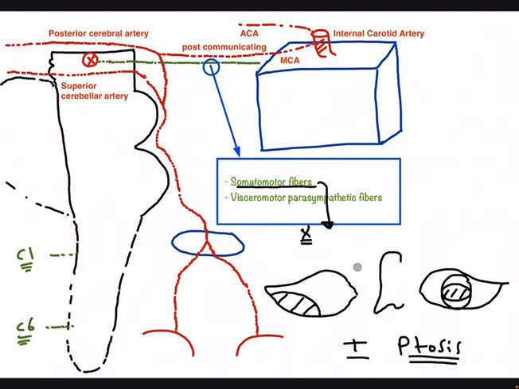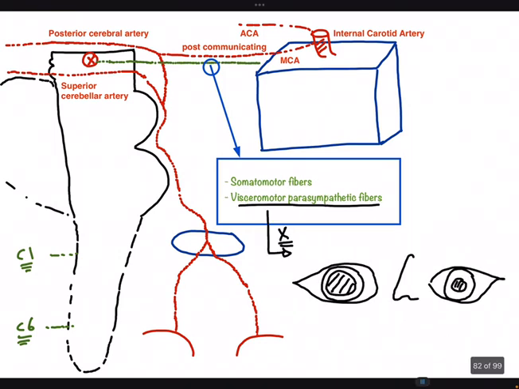We will talk about the exact mechanism, how this happens, in the upcoming videos. But up to now, we just need to know if there is damage to the somatomotor fibers, most of the extraocular muscles, the muscles which receive their innervation from the somatomotor fibers of the oculomotor nerve, will be paralyzed, and as a result, the affected eye will look down and out with or without ptosis.